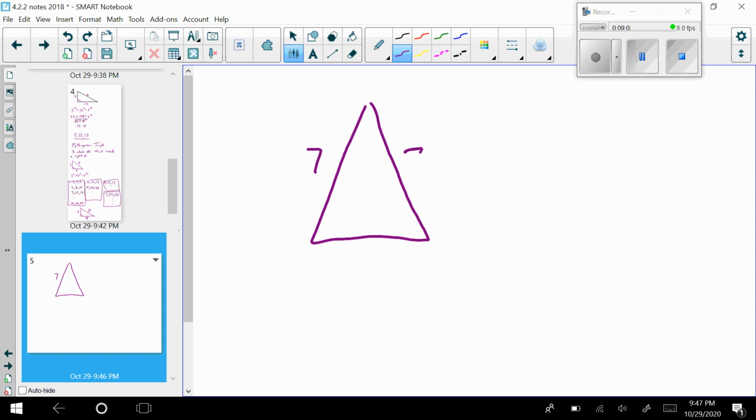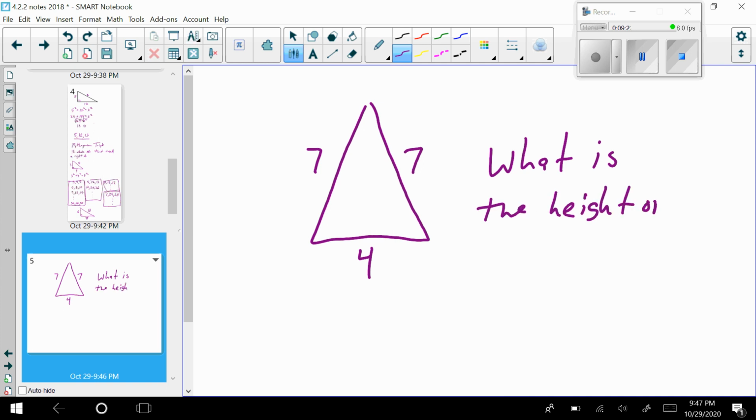Let's call it 7. That's 7, and maybe like 4 down here. Okay, isosceles triangle. What is the height of this triangle?